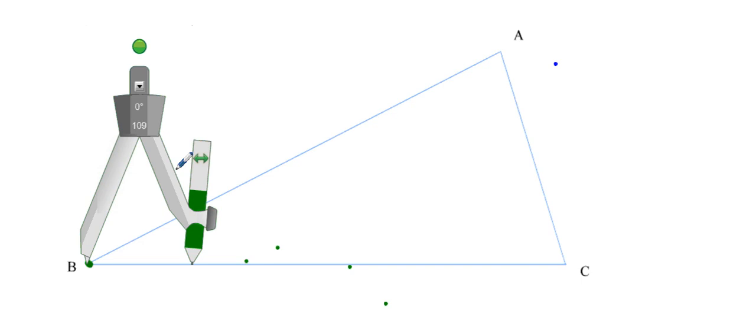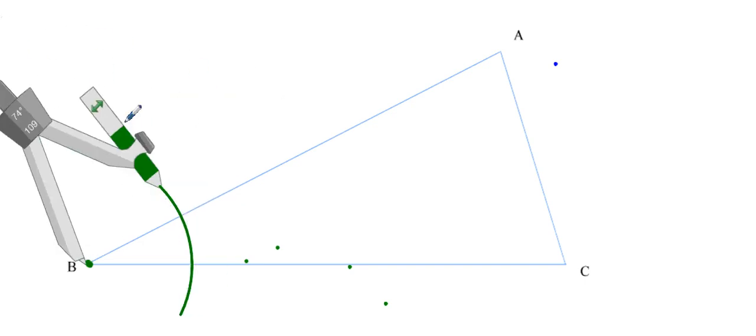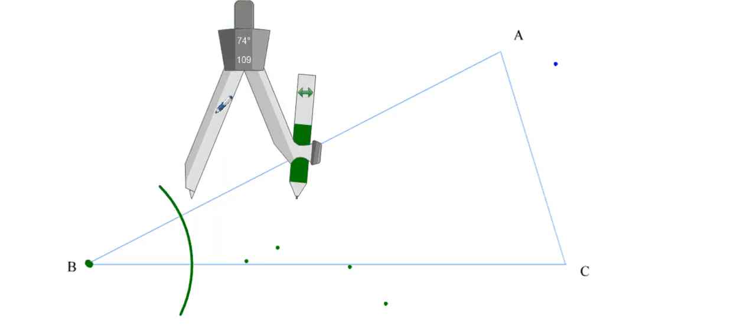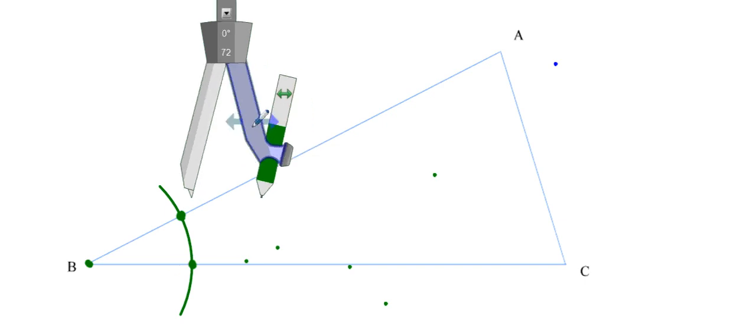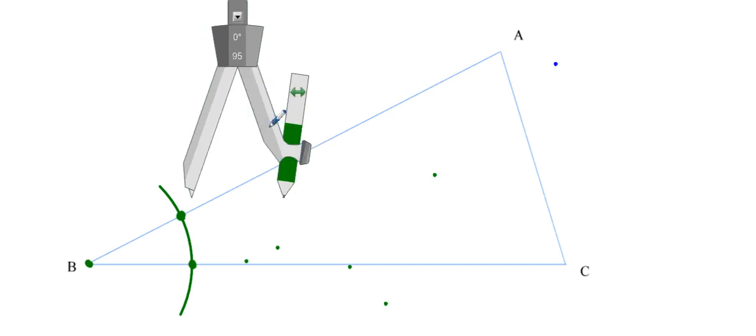I'm going to go ahead and put the point of my compass on point B. I'm going to set my compass setting to any convenient arc length. And I'm just going to draw an arc, not too big, not too small. What's important is that that arc intersects segment AB, and then it also intersects segment BC. And I can change the compass setting if I'd like.